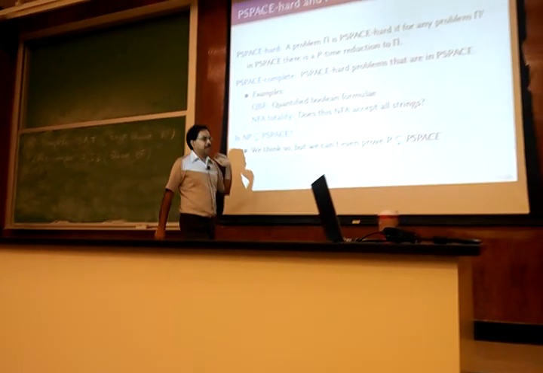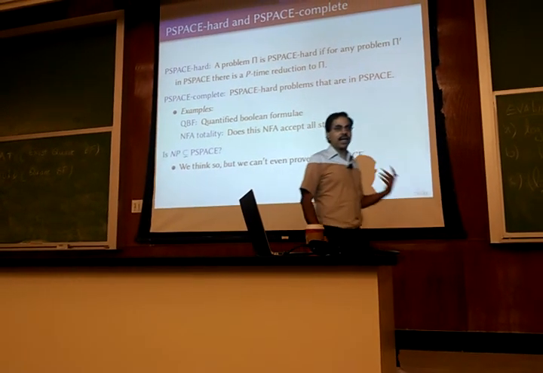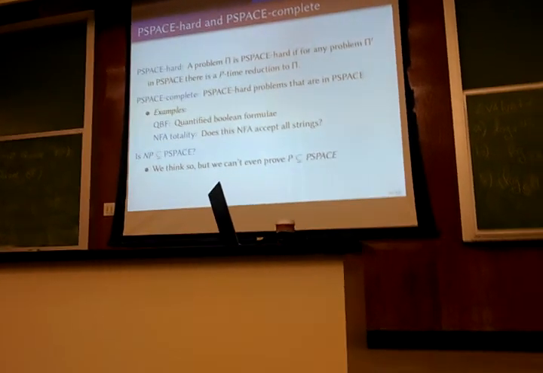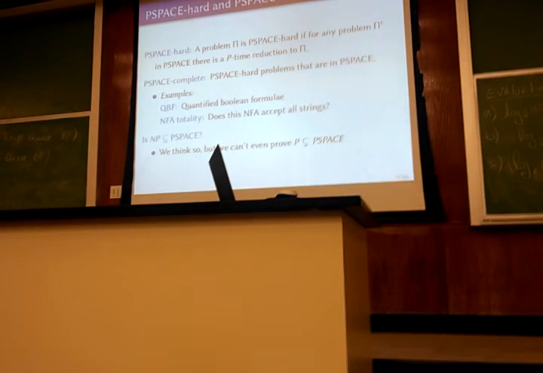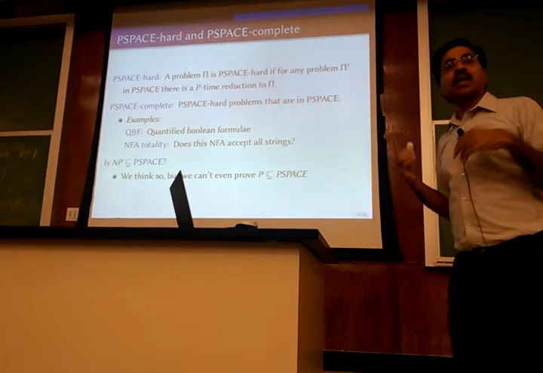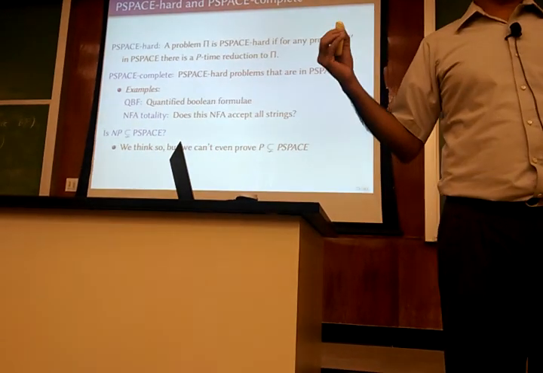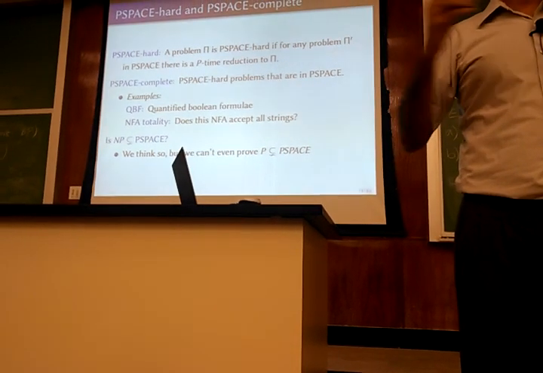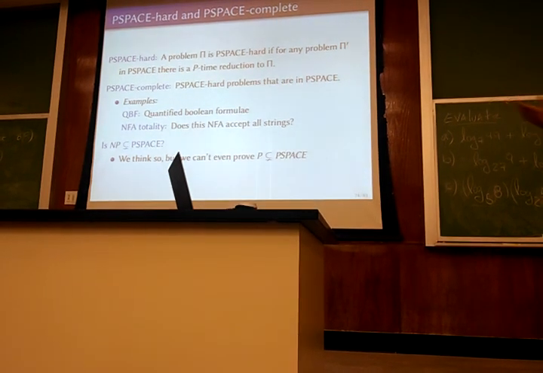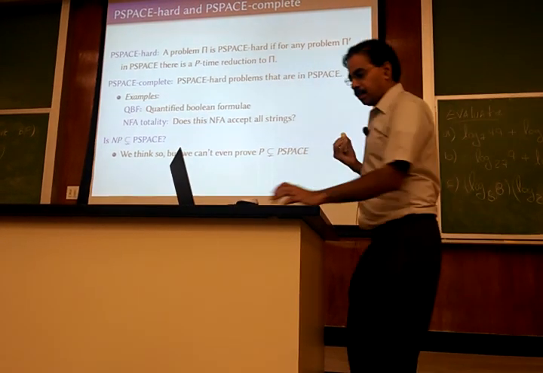So again, it can be in p-space because you just have to systematically cycle through all possible values of these Boolean variables. You don't need exponential space for keeping track of all possible values for these truth assignments. You can use only polynomial space for that, and as a result, you can solve it in p-space.